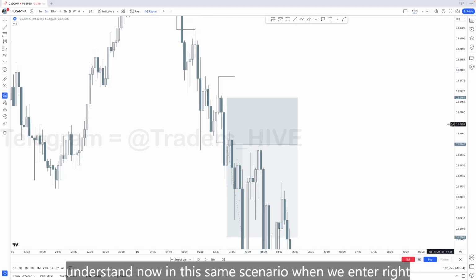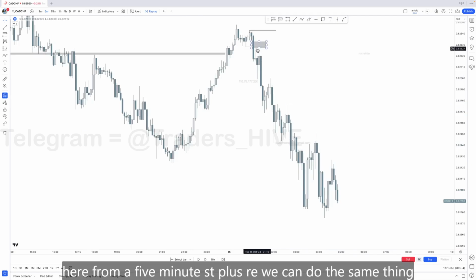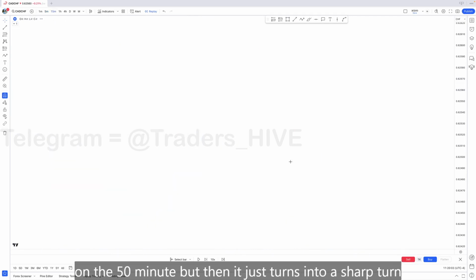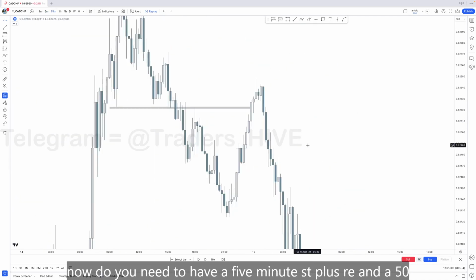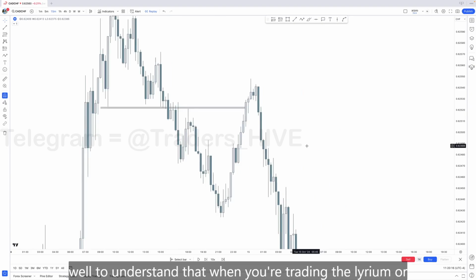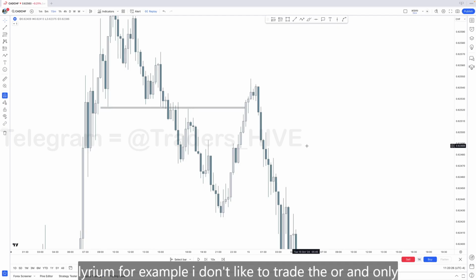Very important to understand. Now, in this same scenario, when we enter right here from a 5-minute ST plus re, we can do the same thing on the 50-minute, but then it just turns into a sharp turn. Now, do you need to have a 5-minute ST plus re and a 50-minute ST? No, choose one of them, please. Very important as well to understand that when I'm trading Delirium, for example, I don't look at a 5-minute ST plus re and a 50-minute ST, which one is better to enter from. No, I simply stay on my time frame for my entry confirmation.